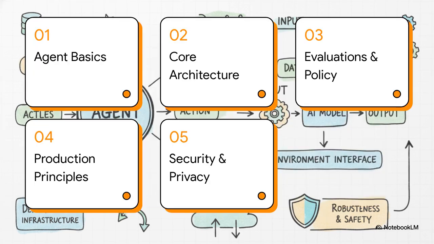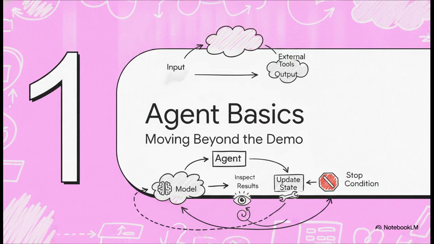Okay, let's dive right into this architectural blueprint, layer by layer. We'll start with agent basics, move into core architecture, tackle evaluations and policy, break down production principles, and finally lock the whole thing down with security and privacy. Starting with Section 1, Agent Basics.